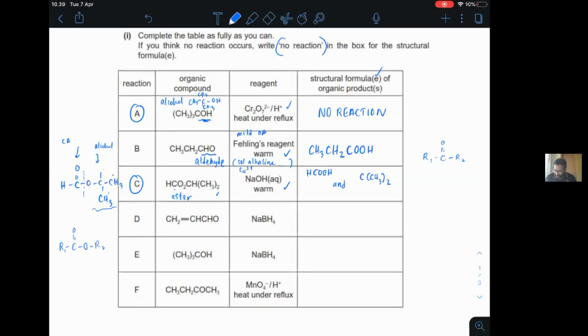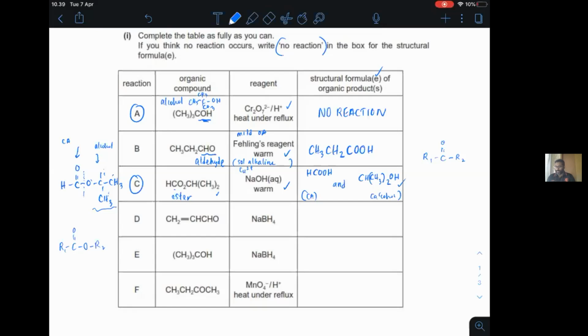So maybe I'll just put it as CH, bracket, CH3 twice, and then OH. You will have both the carboxylic acid and the alcohol. So this is going to be a hydrolysis reaction.